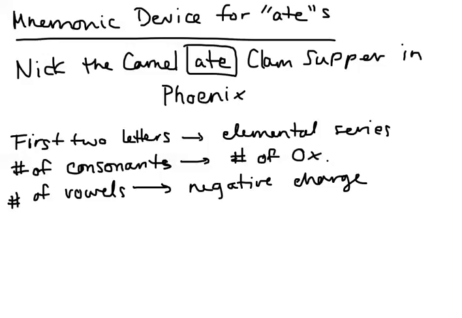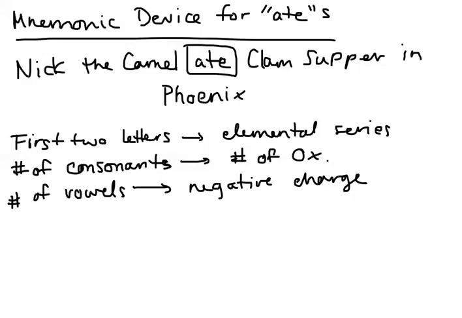So if you come in on the test and you write Nick the camel ate clam supper in Phoenix, and then you use that for the rest of the test, that's good. I want you to be able to use this device. I've been doing chemistry for a really long time, so I know all of these automatically, but I started with this type of device. I started with these mnemonic devices that helped me memorize these things, and then eventually over time they just became part of memory. So you're welcome to use this. If you don't really like mnemonic devices, and you're just good at memorization, use flashcards and memorize them.